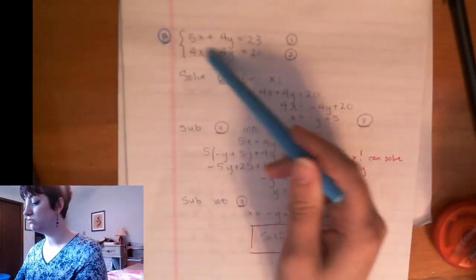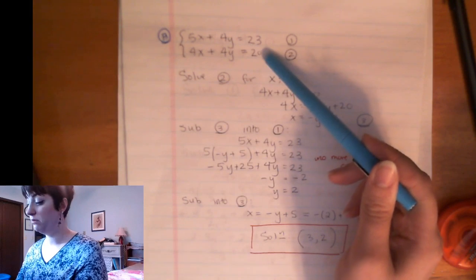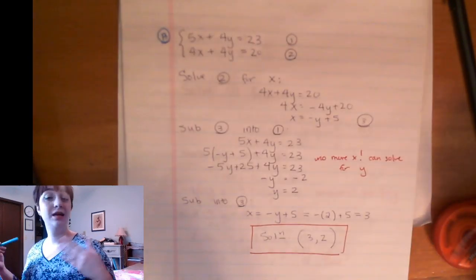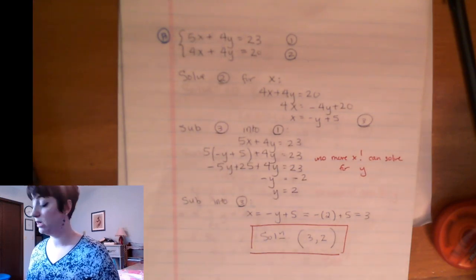Or what if I just multiplied one of the equations by a negative, because then I'd have minus 4y plus 4y, no more y's. That's just as easy, and it's okay if you decide that you want to solve it that way.